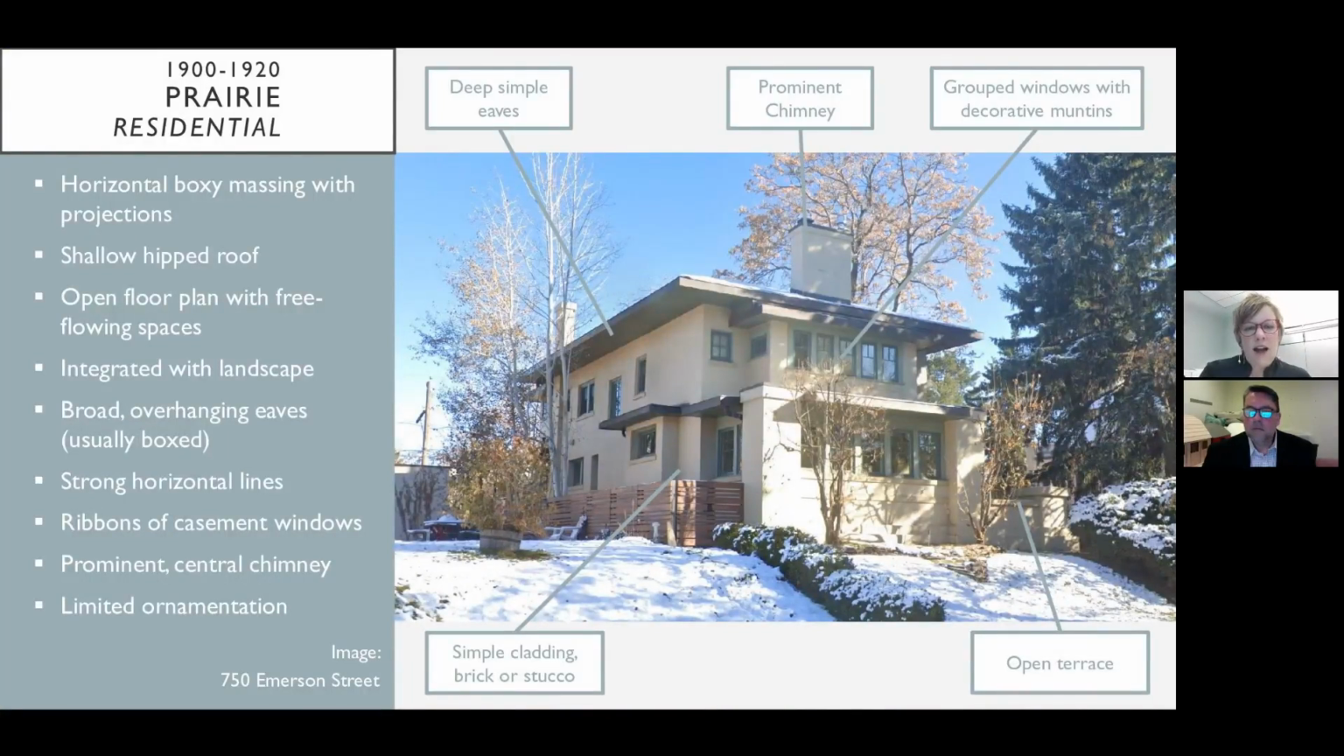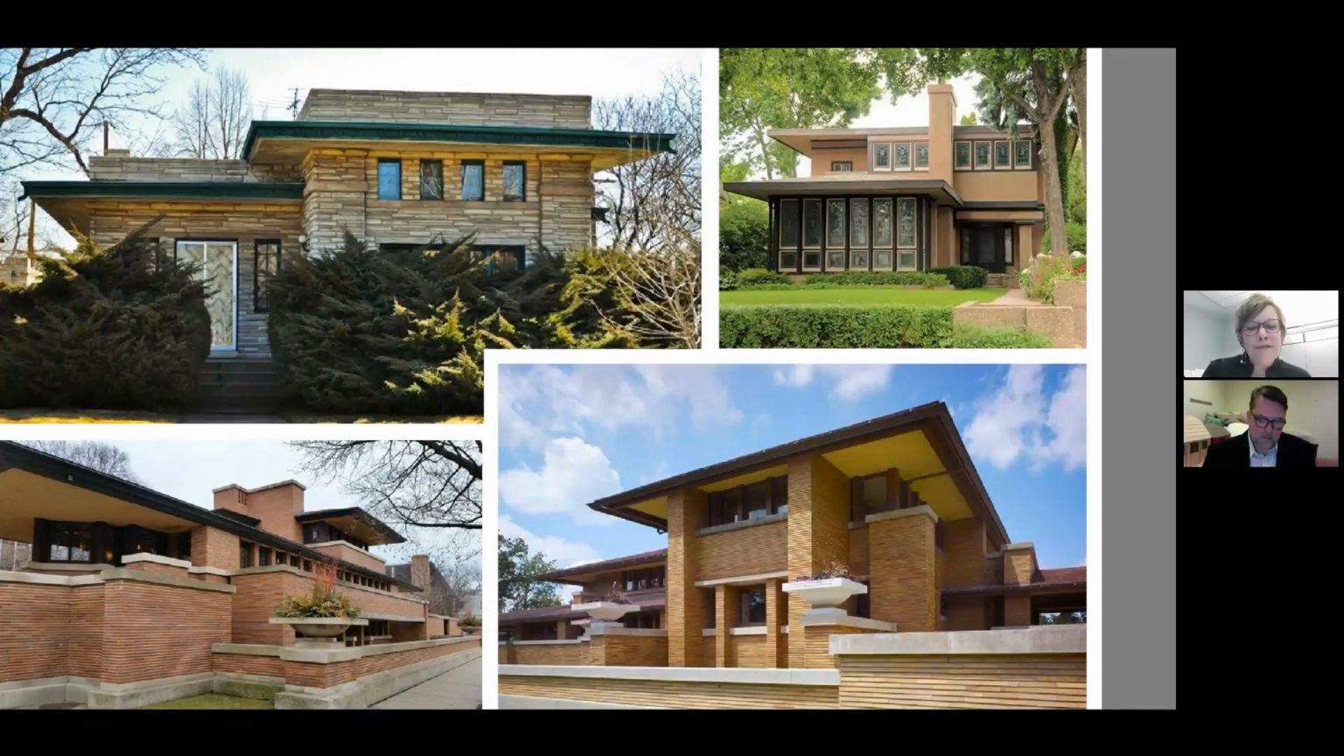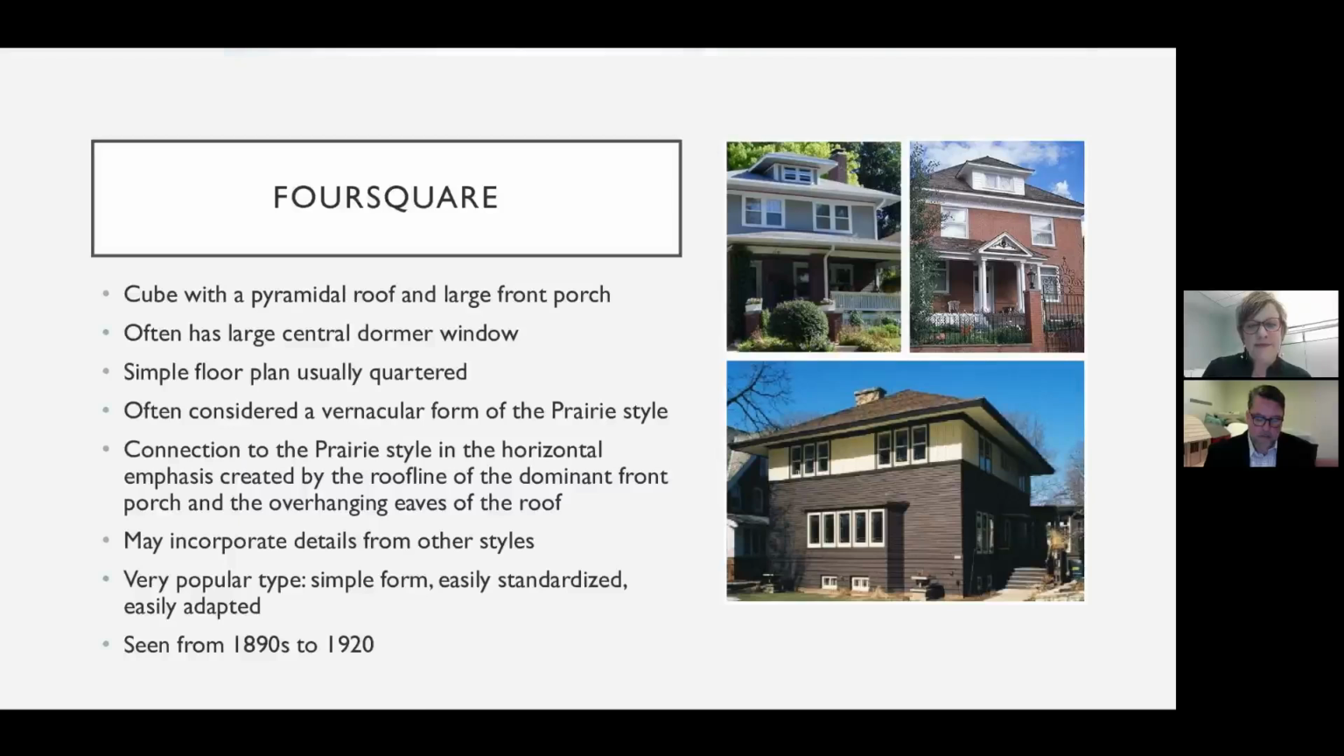So key features: really boxy massing with horizontal influence, a shallow pitched roof, deep projecting eaves, long, narrow bands of windows, and tying into the local landscape with porches and patios. And you can see quite a bit of variety there, from the really large scale, sprawling prairie style to the smaller, more petite prairie style. And then developing at the same time was the Foursquare.